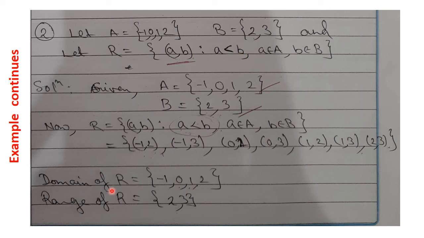Now let's write down the domain of the relation. So the domain of the relation will be the collection of all first components of these ordered pairs without repetition. So here -1, 0, 1 and 2 in the domain, and range will be the collection of all second components from these ordered pairs. So here in range we have 2, 3, only 2 and 3.